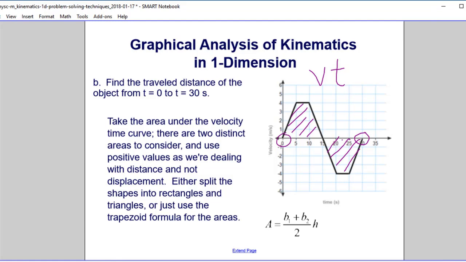We can split these into easily recognizable shapes, like a triangle, another triangle, and a rectangle. Or we can recall the trapezoid formula, and that's what we're going to use. It's base 1 plus base 2, divided by 2, times the height. Here's base 1, here's base 2, and this will be the height.